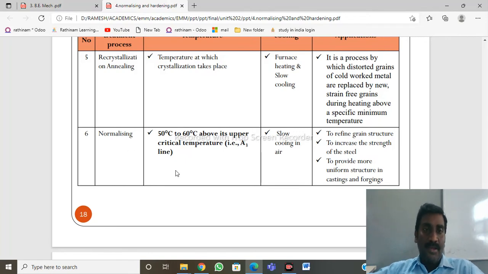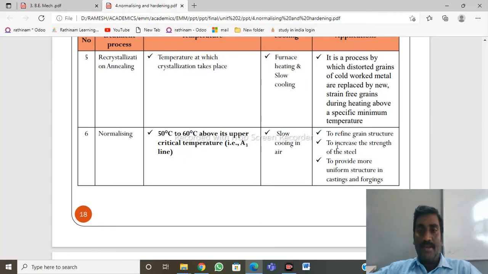Then the normalizing, 50 to 60 degrees above its upper critical temperature, then slow cooling in air. So the normalizing process can be done with slow cooling in air, but in annealing we are also maintaining slow cooling, in the furnace itself. Up to the annealing process, we are cooling in the furnace. But in normalizing, we are not using the furnace. We expose the product to atmospheric conditions.